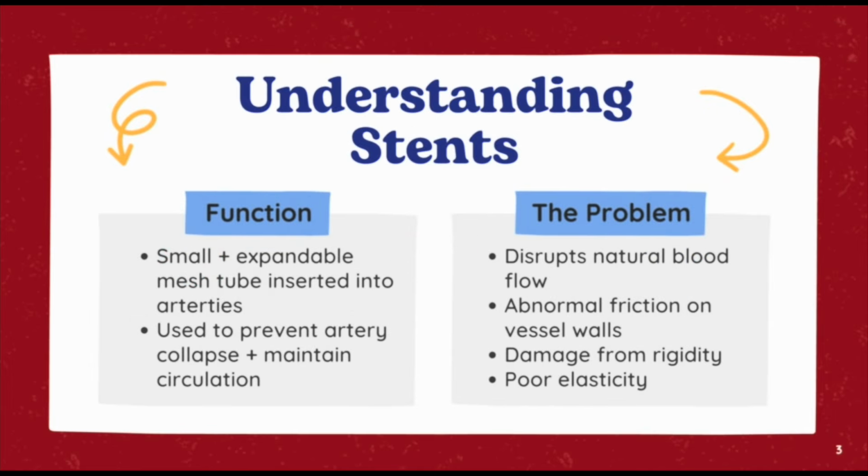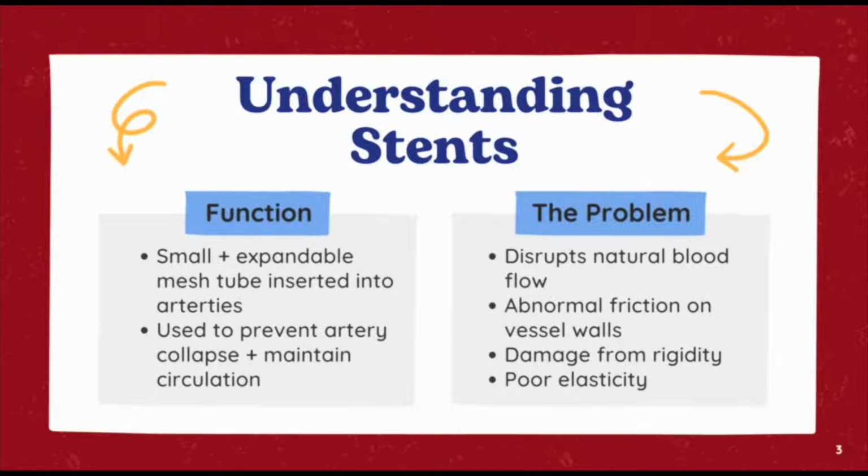Imagine a device created to restore blood flow in a blocked artery, but instead of working with the body, it disrupts it. That's the challenge with current arterial stents. While they are highly effective at reopening arteries, many designs fail to replicate the natural behavior of blood vessels. This causes disturbed flow, increased stress on arterial walls, and long-term complications like clotting and tissue damage.